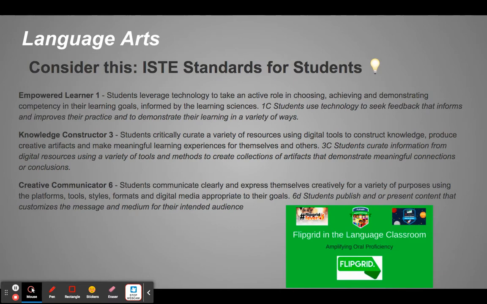In language arts, they showcase Empowered Learner 1. Students leverage technology to take an active role in choosing, achieving, and demonstrating competency in their learning goals, informed by the learning sciences. Knowledge Constructor 3. Students critically curate a variety of resources using digital tools to construct knowledge, produce creative artifacts, and make meaningful learning experiences for themselves and others. Creative Communicator 6. Students communicate clearly and express themselves creatively for a variety of purposes using the platform's tools, styles, formats, and digital media appropriate to their goals.